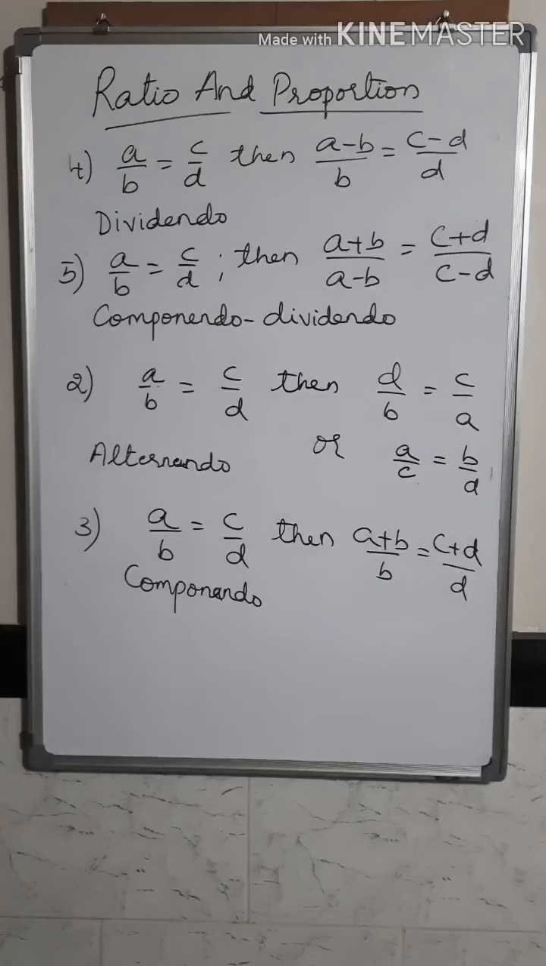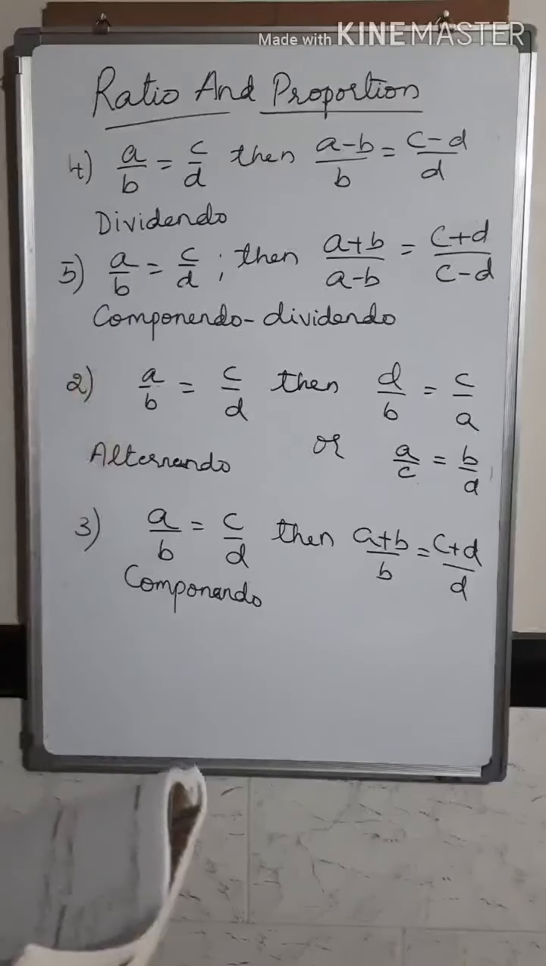So these properties you will be using in solving the problems, and you have to state which property you are using for which problem. So that is more important. Whenever you are taking the equal ratios, you have to use any of the properties and do the simplification.